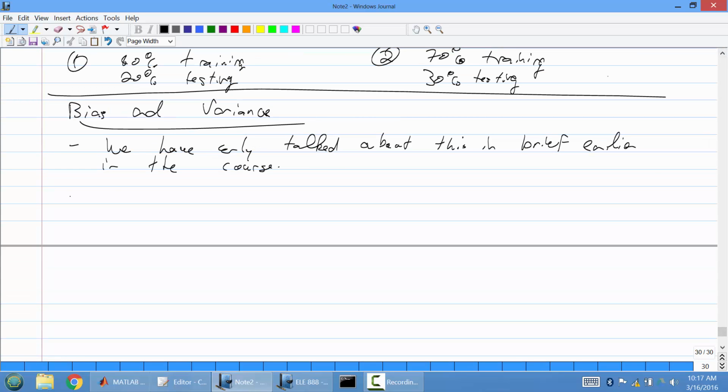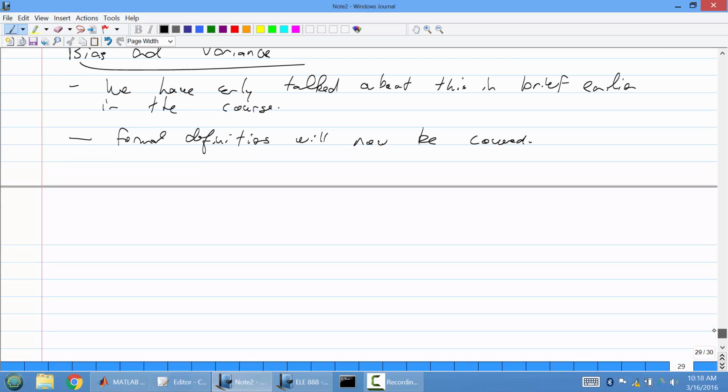So I'm going to give formal definitions. Will now be covered. Okay, so formula should not be covered.